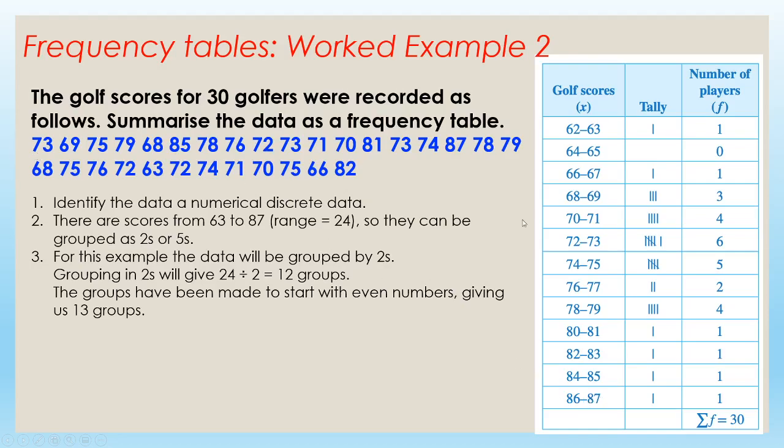Again, we go through: 73, we put in a mark. 69, we put in a mark. 75, we put in a mark. And we keep going, and then we add it up again and find out 30 scores, 30 golfers. We've put all the data in here. And we can see that the spread of data is mostly clumped in here, but the range is still a fairly big range. This makes it easy to look at the data and find if there are any common numbers.